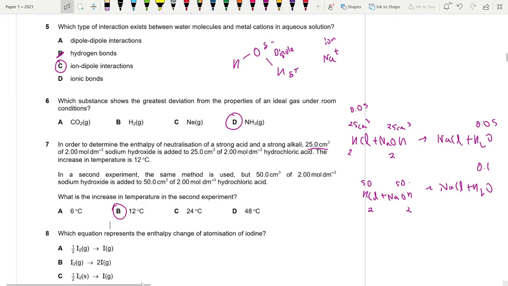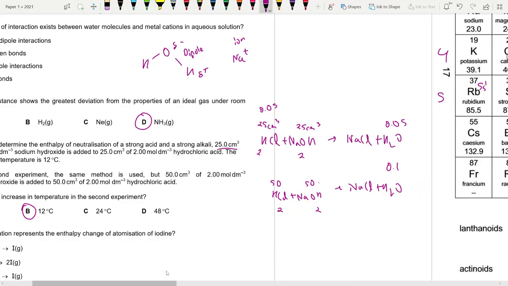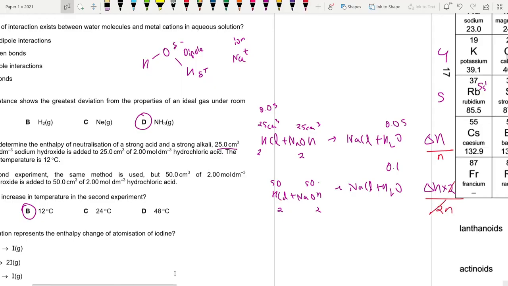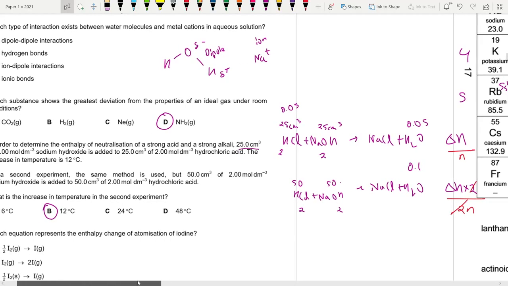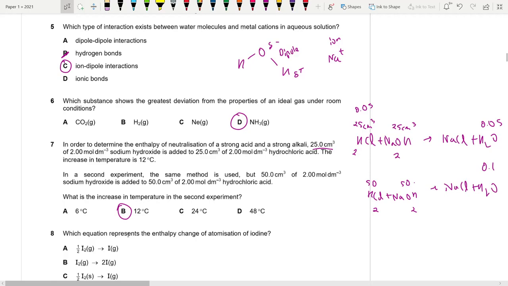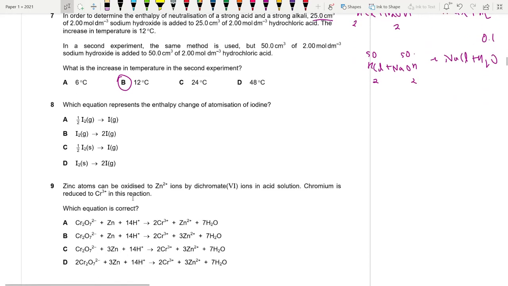I'll tell you why. Even though, comparatively, the heat released in the second reaction is twice that of the first, to find out the enthalpy change of neutralization you have to divide by the number of moles, right? The number of moles in experiment 1 is n, but here it's twice n. It's double the moles. So we can get rid of these 2's, and we're going to end up with del H by n. Do you understand? It's the same value. So it's still going to be 12. Really complicated in a sense, okay?